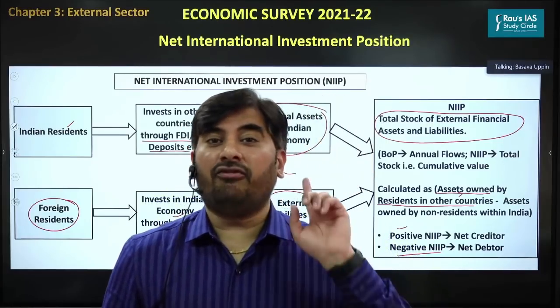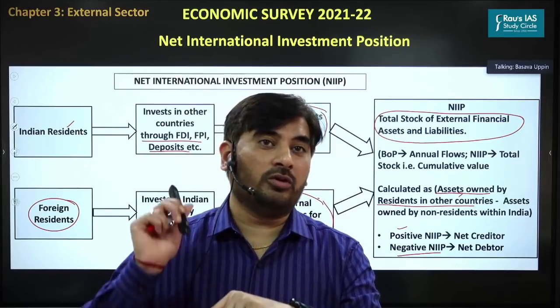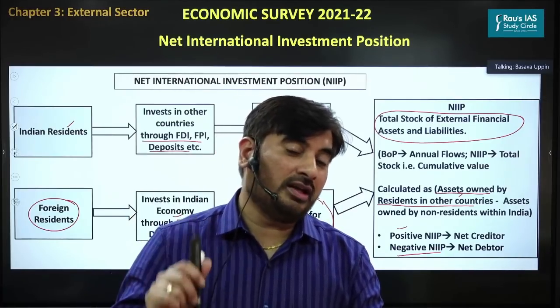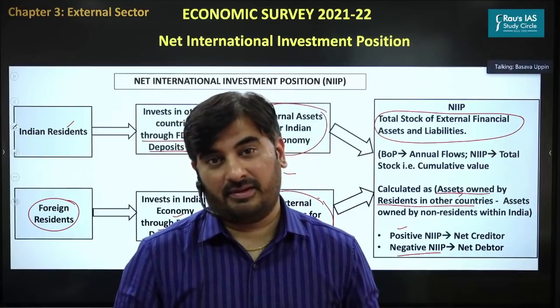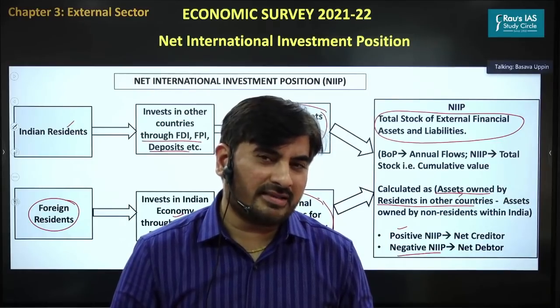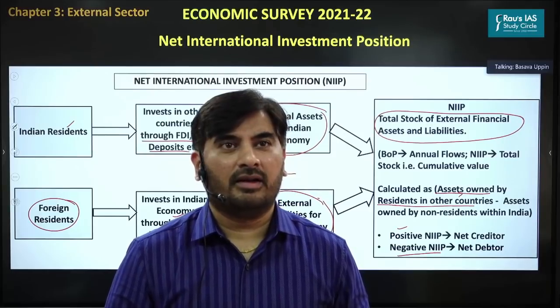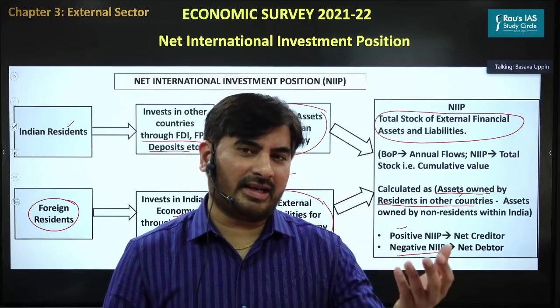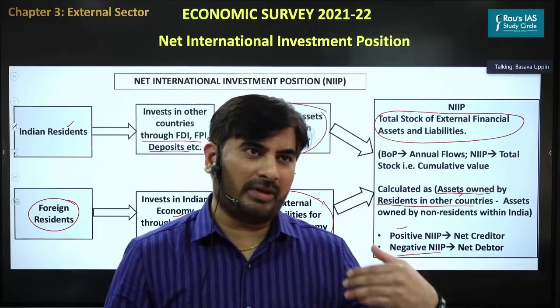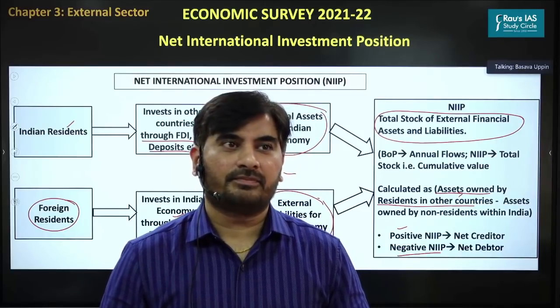So BOP is a flow, whereas NIIP is a stock of our total external assets and total external liabilities. So what do you think India's NIIP could be? Is it positive or is it negative? What do you think about it? Do we own more assets in other countries in comparison to the assets owned by foreign residents in India? What do you think about it?